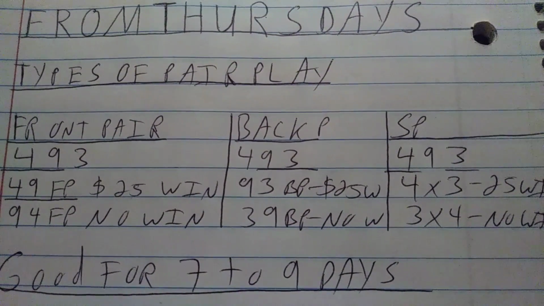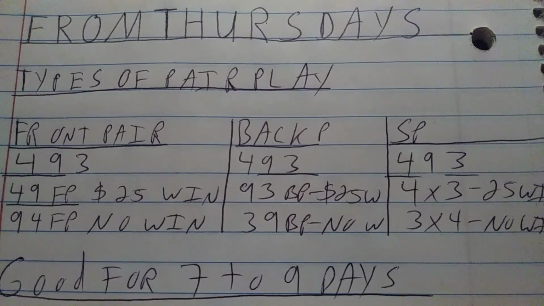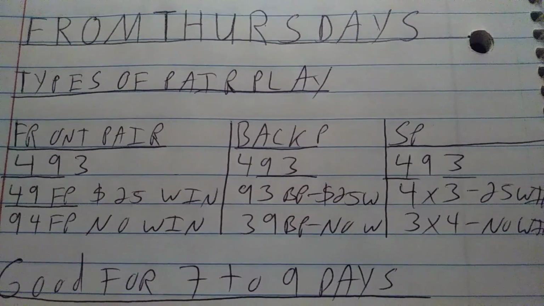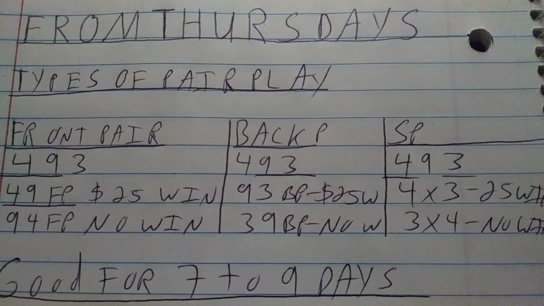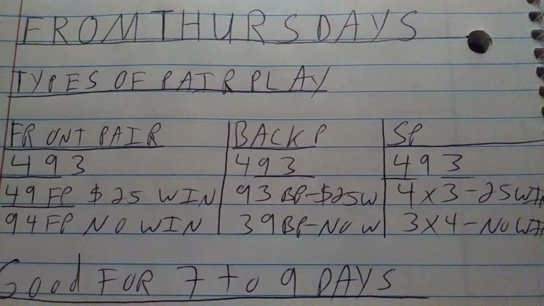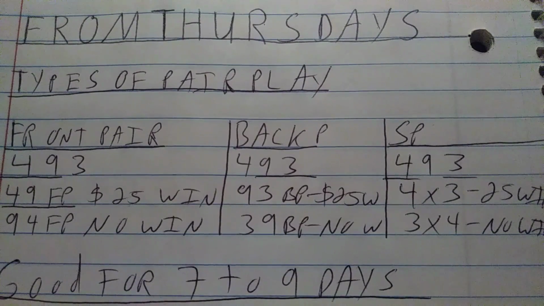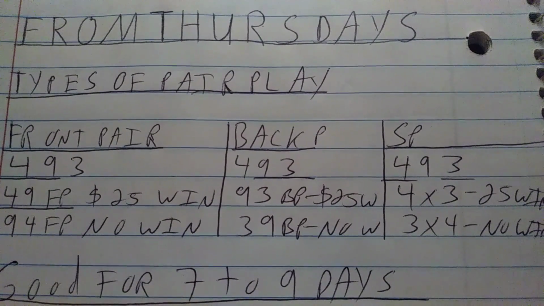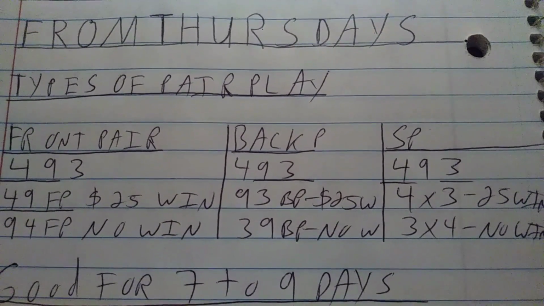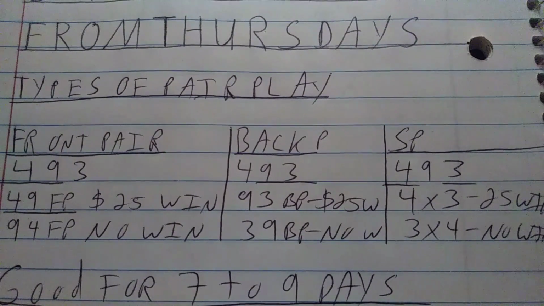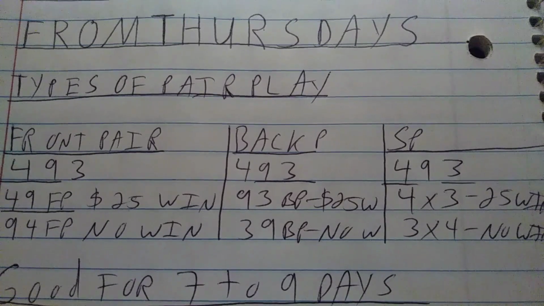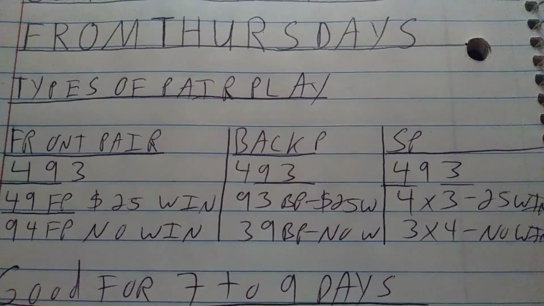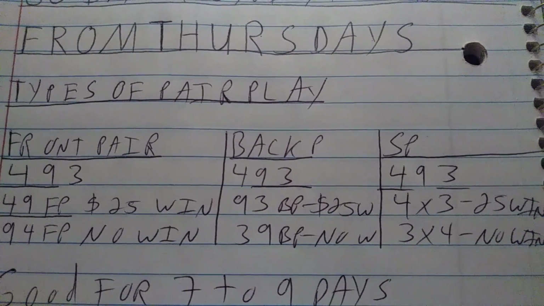And then the other pair that you can try is a back pair. For an example, let's say you played a 9-3 back pair. And let's say that 4-9-3 hit, then you would win $25. And if you played a 3-9 back pair, you would not win because it has to be exact.